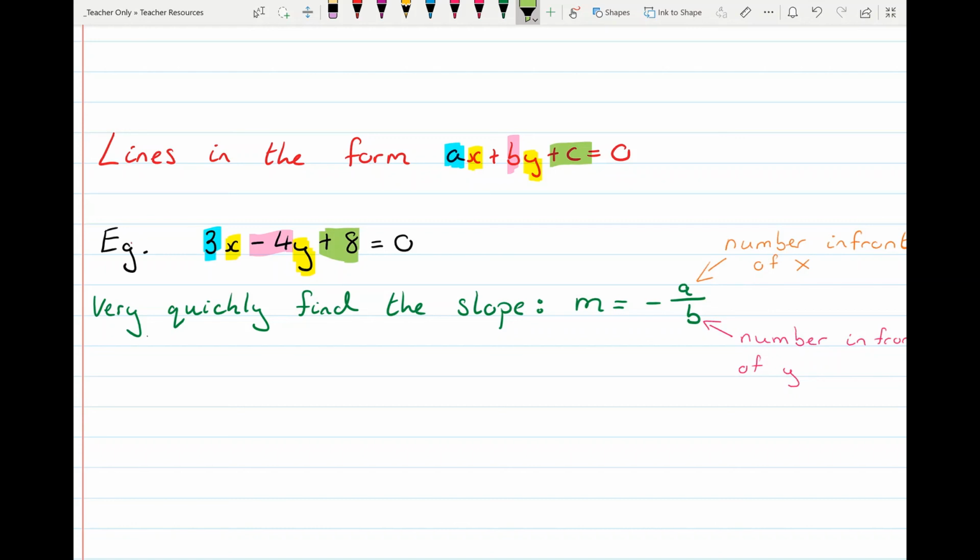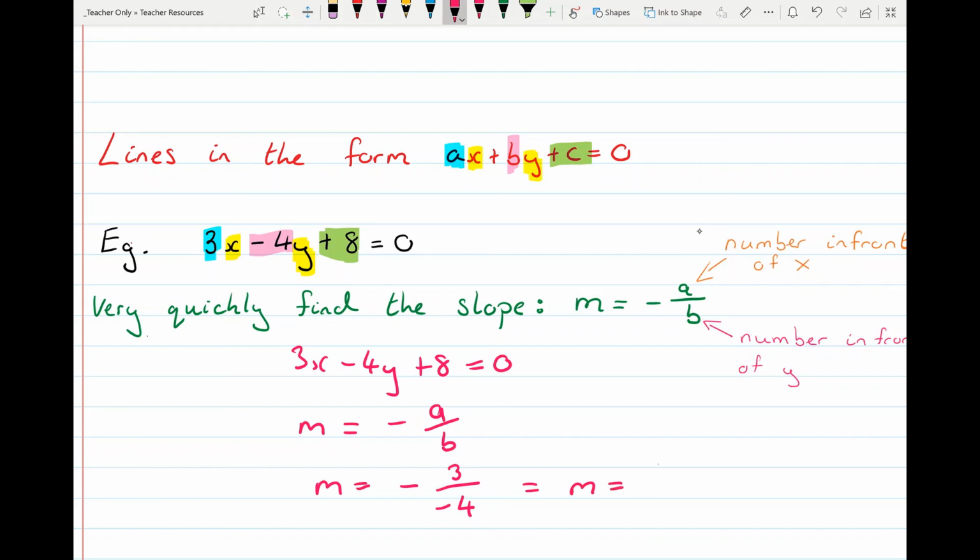What information we can get from that is we can very quickly find the slope. The slope is given as m equals minus a over b, where a is the number in front of the x and b is the number in front of the y. So we're going to get the slope of this line 3x minus 4y plus 8 equals 0 really fast. m equals minus a over b. So m equals minus a is 3 and b is -4. So that simplifies: m is positive 3 over 4. That's the slope of the line.